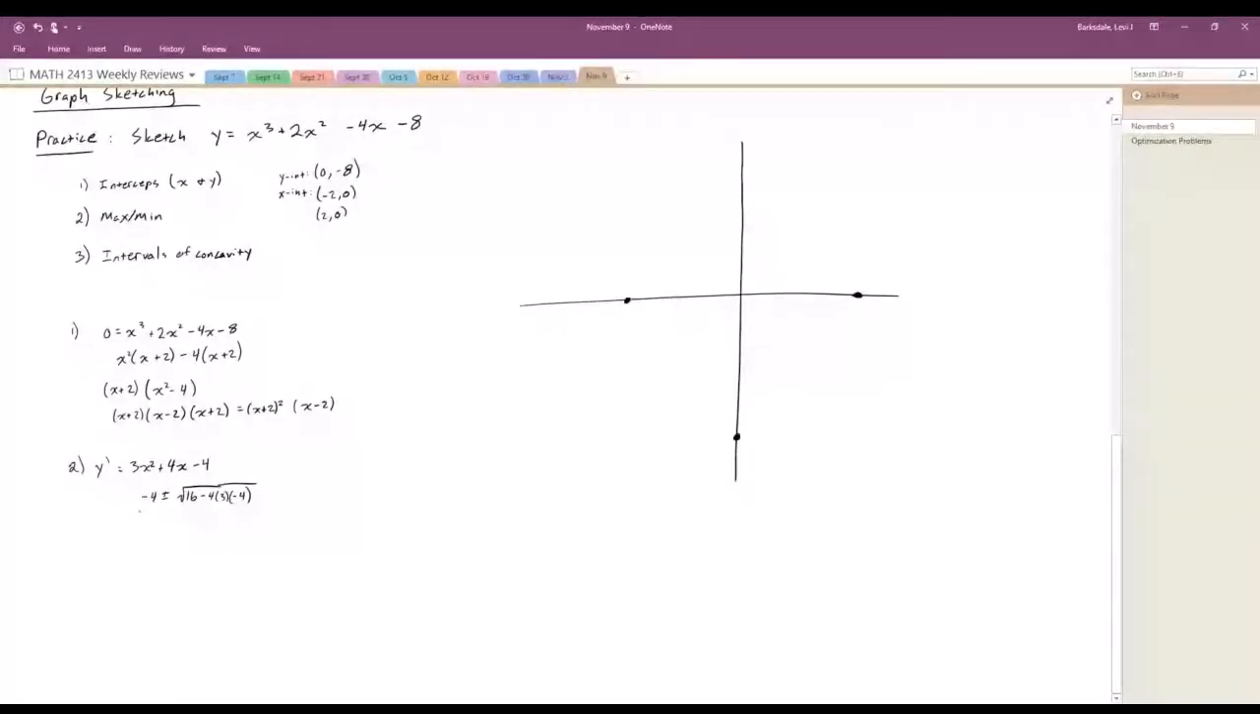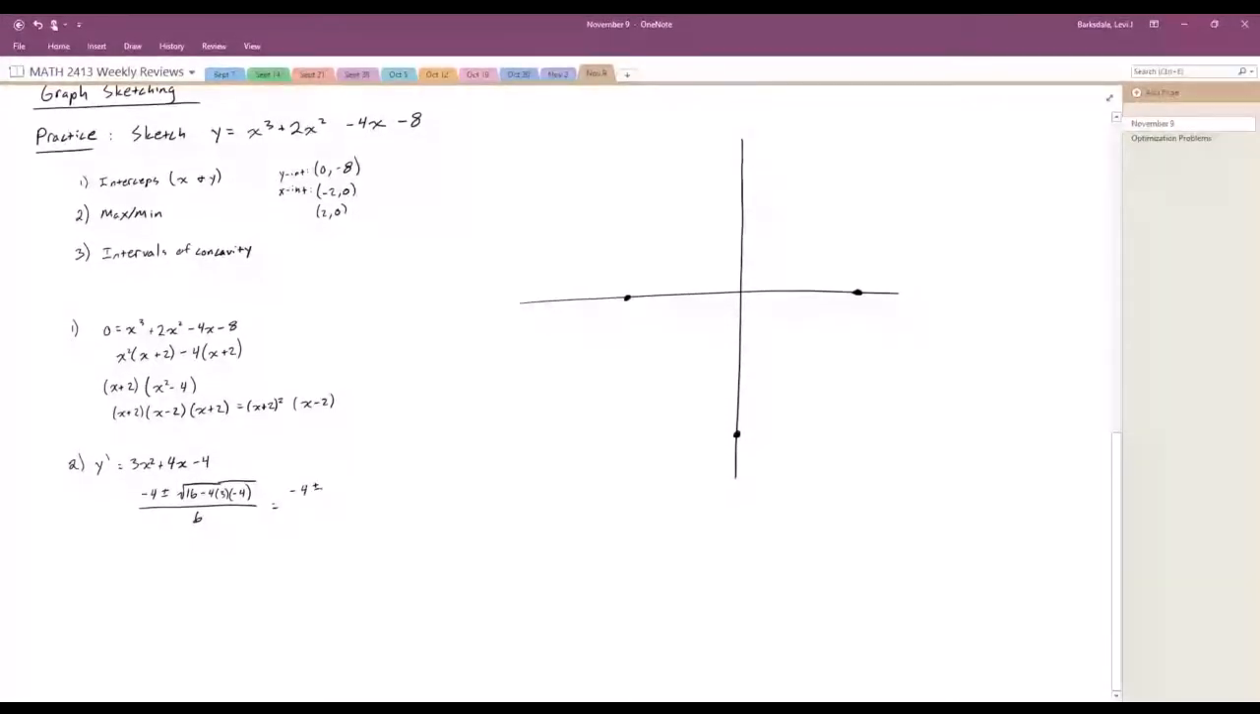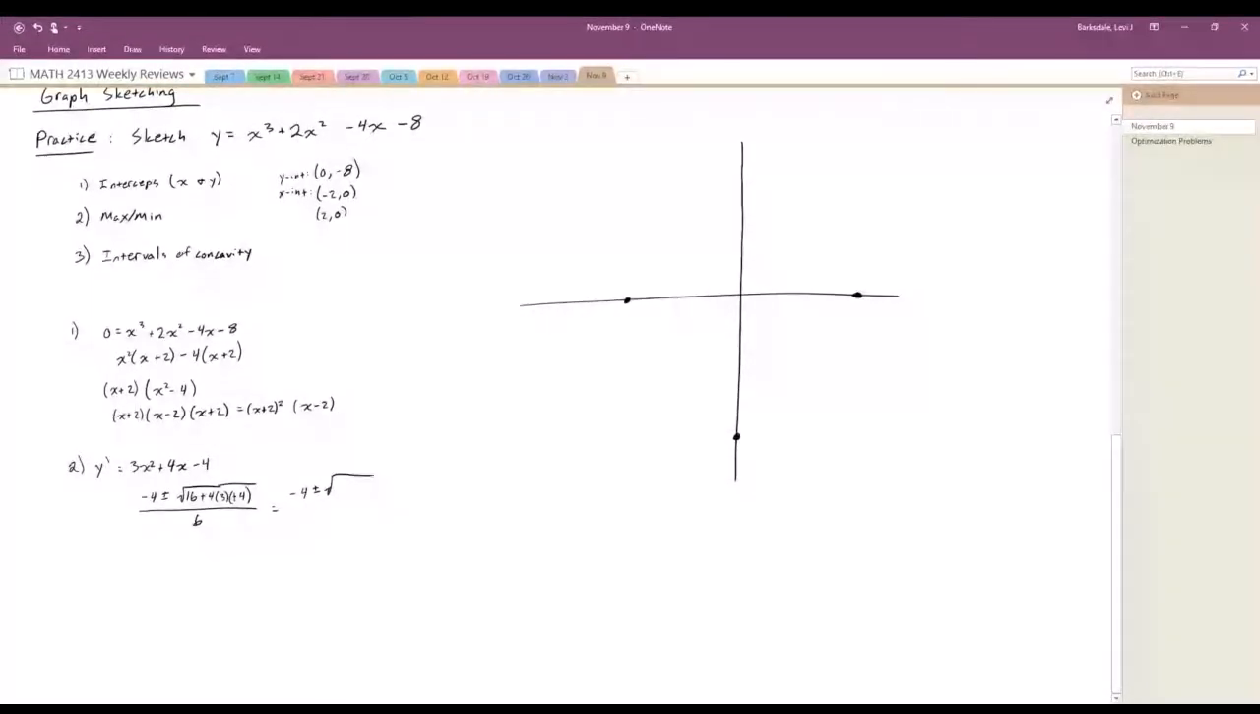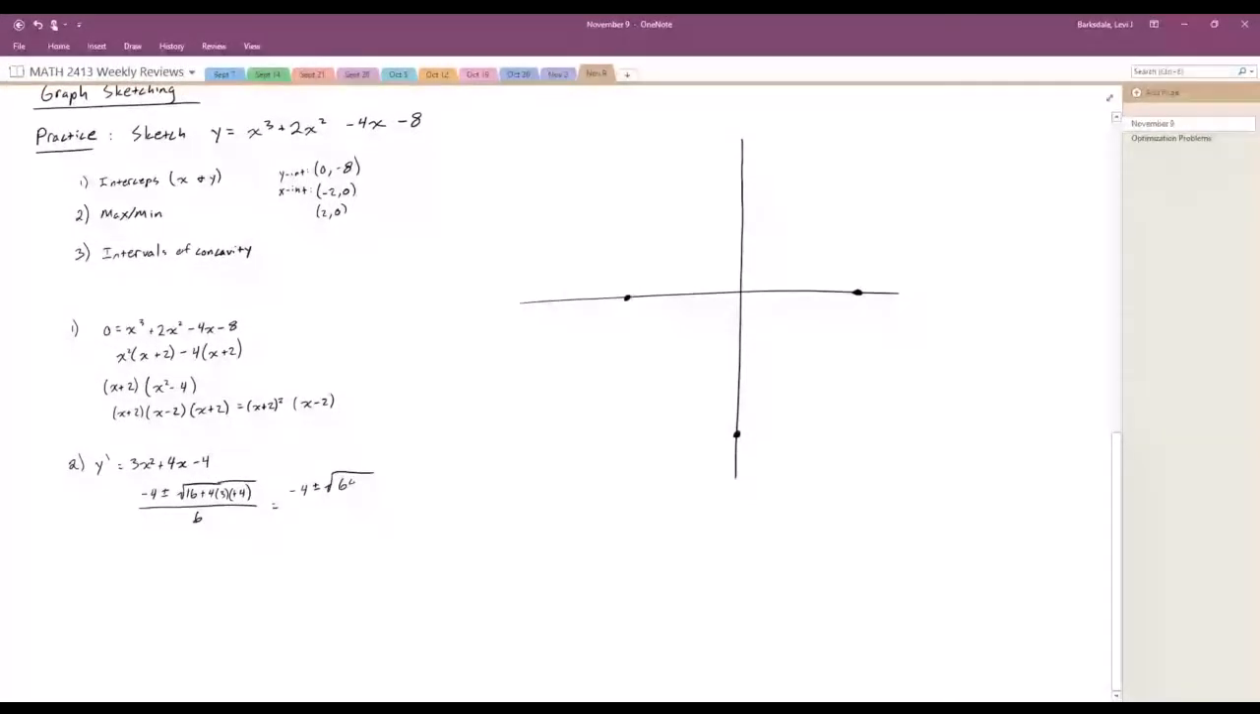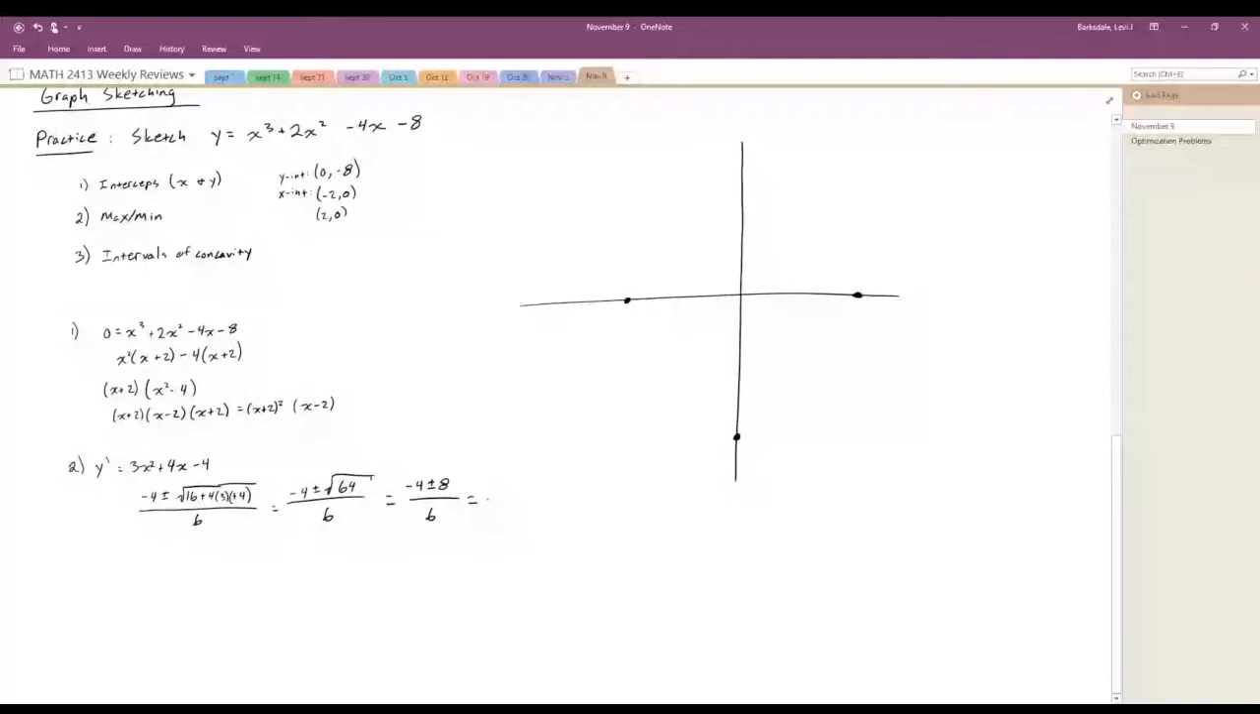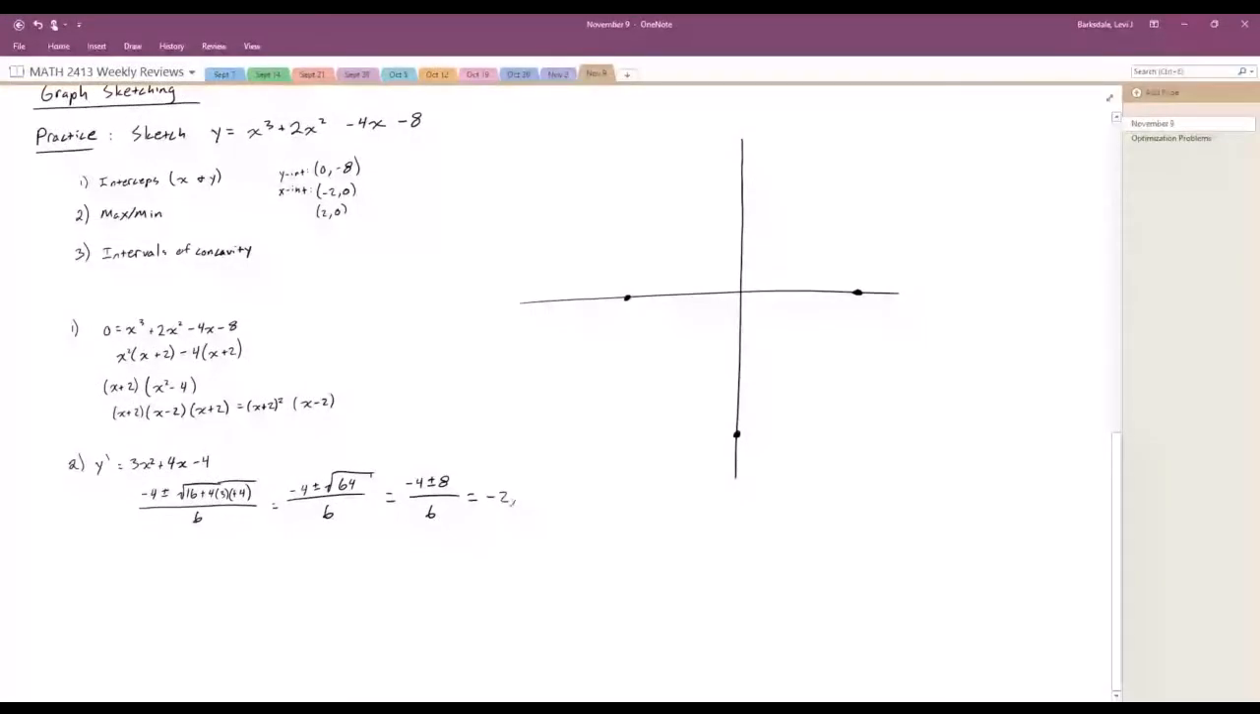all over 2 times 3 is 6, which is negative 4 plus or minus the square root of 4 times 3 is 12, times 4 is 48. Since I have a negative and a negative, that makes it positive. So 16 plus 48 is 64, all over 6. The square root of 64 is 8, all over 6. So this gives me negative 4 minus 8 is negative 12, over 6 is negative 2. And also negative 4 plus 8 is positive 4, divided by 6 is 2/3. So these are my x values for my critical points.